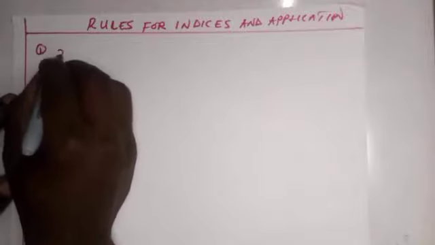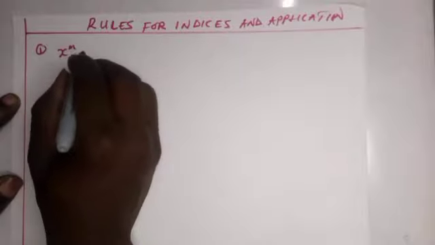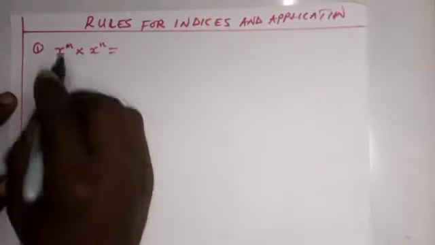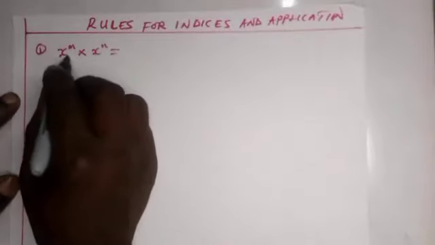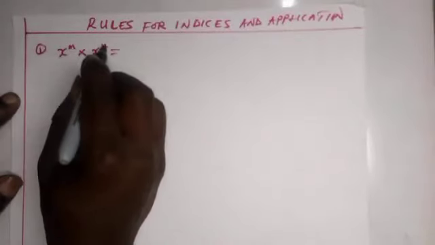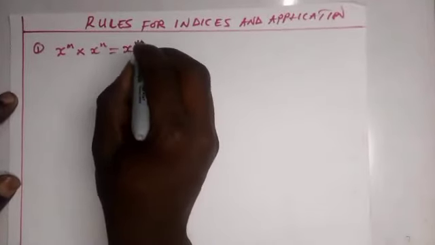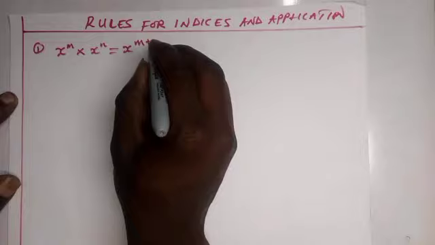If you have x power m multiplied by x power n, this means that when the bases are the same, you just have to add the powers, in which it will be x power m plus n.